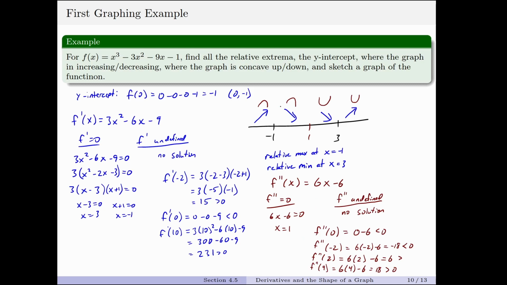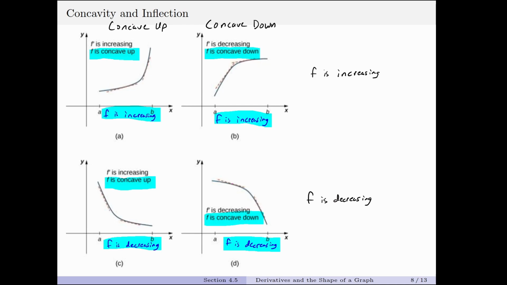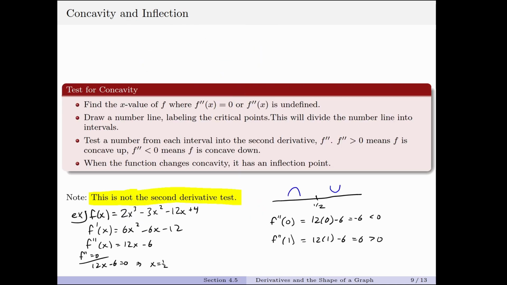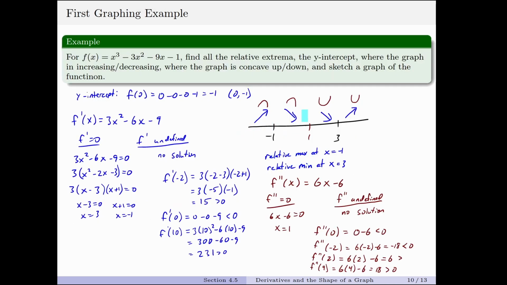All right, the reason that I put all of this together on one number line is because that makes it much easier for the very last step, graphing. I do want to make a quick note. When we talked about concavity, when the function changes concavity, that's when we have an inflection point. So here we went from concave down to concave up at x equals 1. So it's worth noting that f has an inflection point at x equals 1. And we'll make a note of what this looks like on the graph. All right, so let's go ahead and try to graph this.